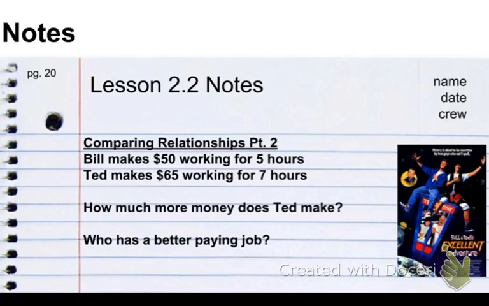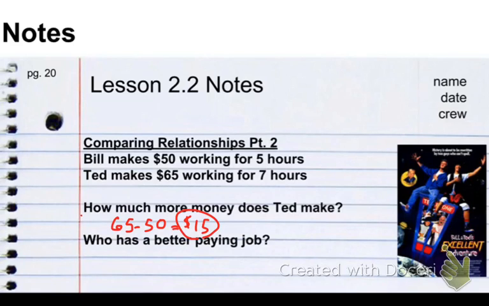Comparing relationships, part 2. We have Bill and we have Ted. And Bill makes $50 working 5 hours. Ted makes $65 working for 7 hours. How much more money does Ted have? Well, that's my very first comparison statement. Well, that's easy. I just basically take one number, 65, and subtract 50, and it looks like he makes $15 more than Bill, right? So it would make sense, in one way, he makes more money than Bill does.